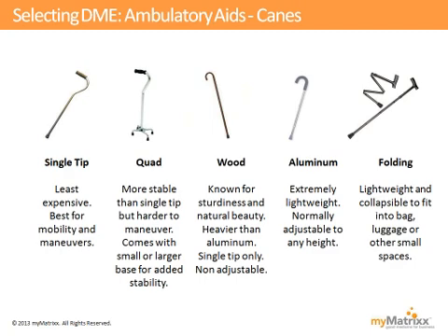It has to be either cut or purchased at the right height. Aluminum cane, basically the candy cane, very common, does have pin adjustment. Folding cane, folds, sticks in someone's purse. But once again, they're all billed under one HCPCS code, except for the quad cane. The cost can vary significantly for each one of these products.